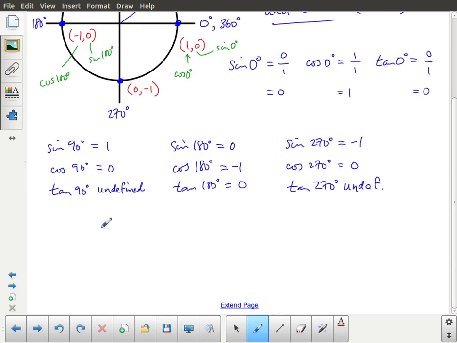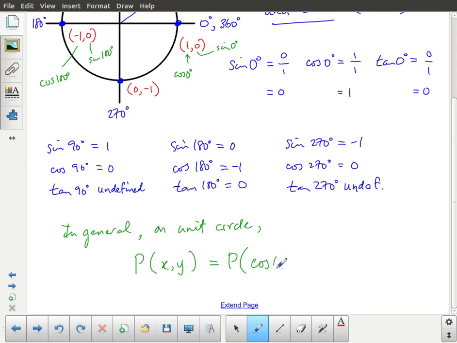In general, on the unit circle, the point which is at (x, y) is the same as if you labeled that point: the x-coordinate is the same as the cosine of the angle, and the y-coordinate is the same as the sine of the angle. This relationship goes further than just these exact values we're talking about, but it is the first place that really illustrates where this relationship starts to come from.